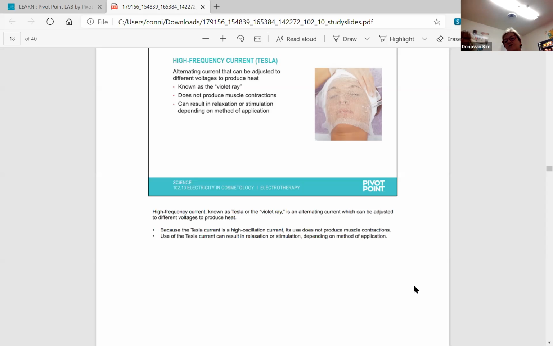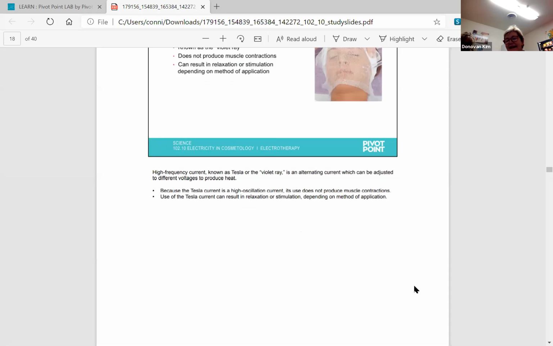Okay, so I just want you to understand what this machine is doing. It'll either be stimulating or relaxing, depending on how we apply it to the skin, or what's known as the method of application. So after what I just said, what type of skin am I treating when I'm using the direct application?